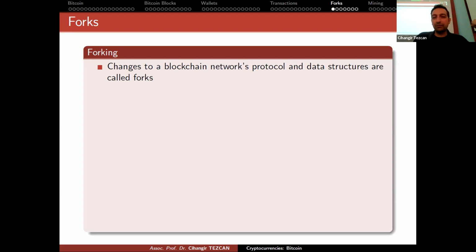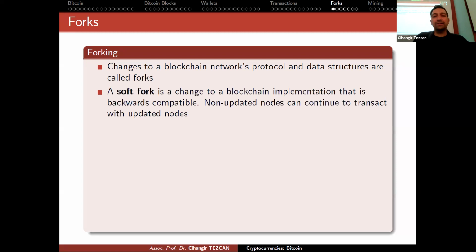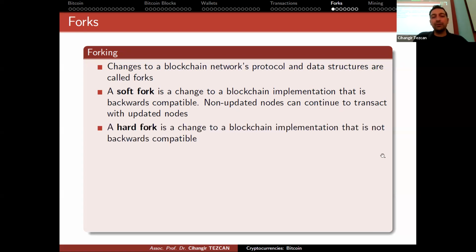Changes to a blockchain network protocol and data structures are called forks. A soft fork is a change to a blockchain implementation that is backwards compatible. Non-updated nodes can continue to transact with updated nodes, okay? But they will not understand the updated version. So this is the thing. A hard fork is a change to a blockchain implementation that is not backwards compatible. So this is the main difference.